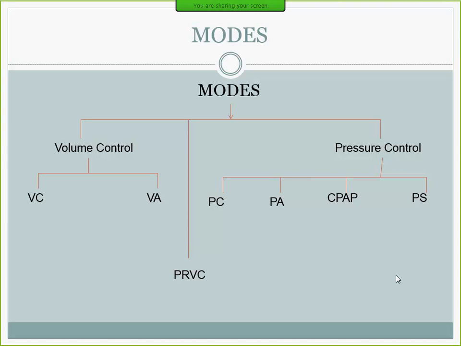In volume control mode, if you set a rate of 10 and tidal volume 500, the patient will get 10 breaths of 500. That's it. No more than that. Whereas in assist mode, the patient can breathe more than 10 times a minute, maybe 20 times a minute. Then the patient will breathe 20 times a minute, but each time you are still controlling the volume, so tidal volume will remain fixed. With pressure control, the same principles apply, and we'll go over each of these individually.